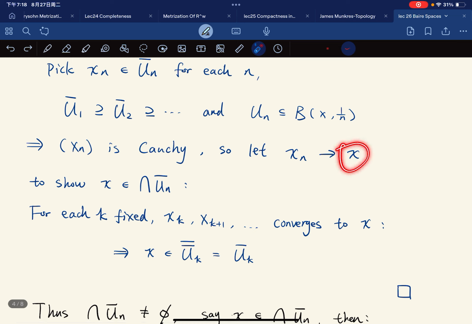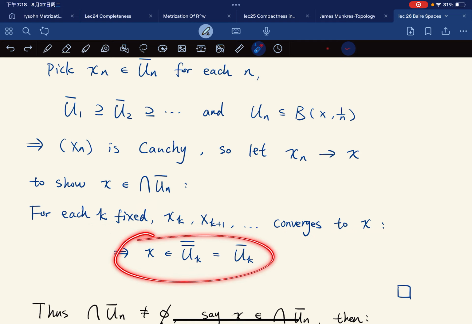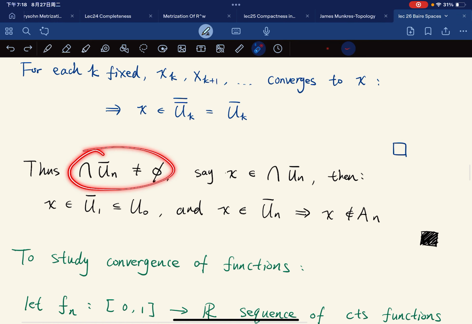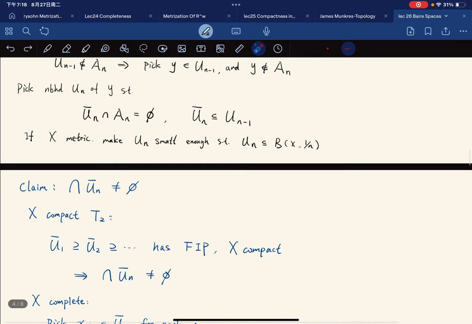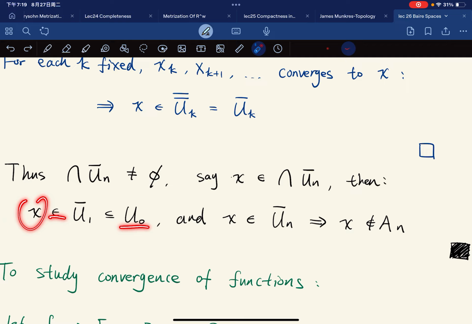Well, if it converges to some x, then this x must be in the closure of Un for any n, right? Because for each k fixed, this subsequence converges to x, right? So we're done. We have proven claim 2. So suppose x is in it, then first of all, x is in U1 bar, it is in U naught. Right? So x is in U naught, and x is not in An for any n, right? Because we have this is true. So we're done. We have a point x that is in U naught and is not in An.